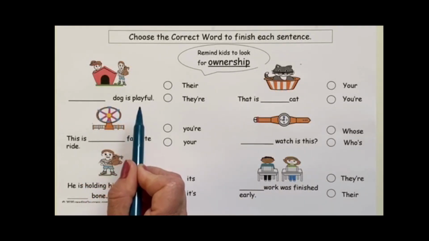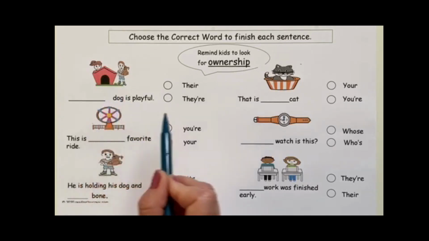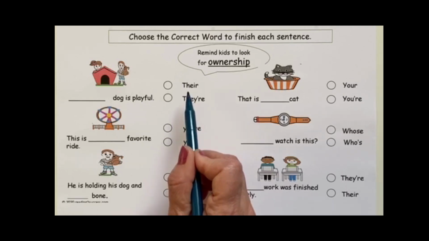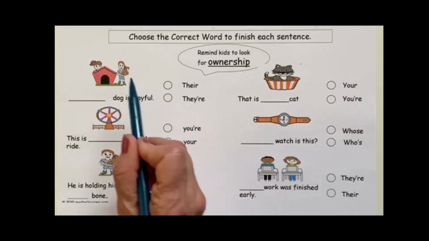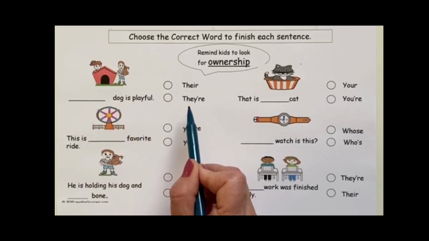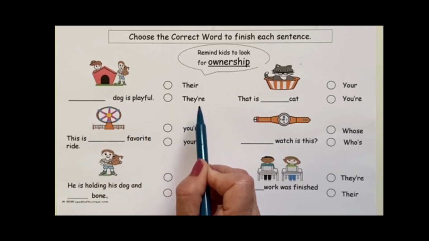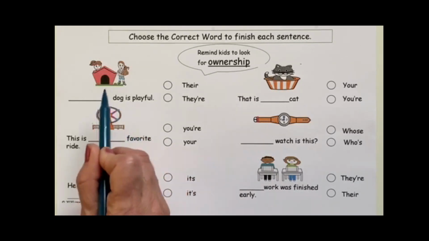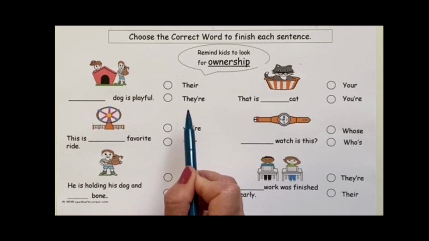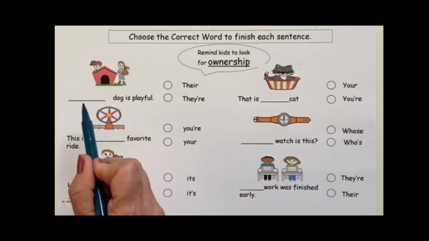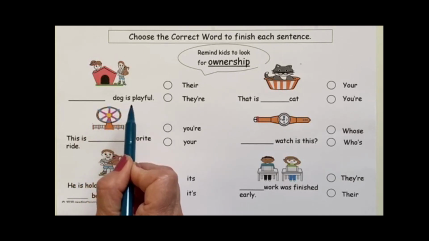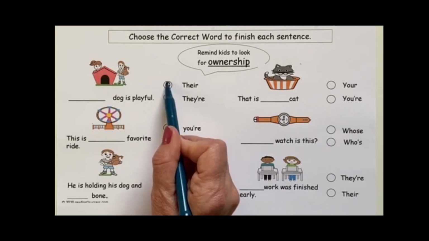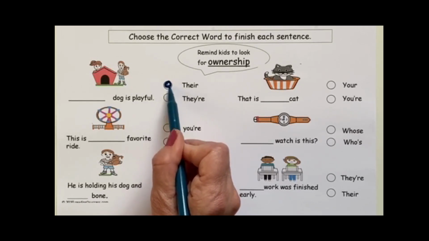Blank dog is playful. Their, they're. Both words say there. This is ownership, meaning the dog belongs to them. And this is a contraction, they are. So, their dog is playful. It looks like ownership, but let's try the contraction. They are dog is playful. That does not make sense. Whose dog is it? It is their dog.